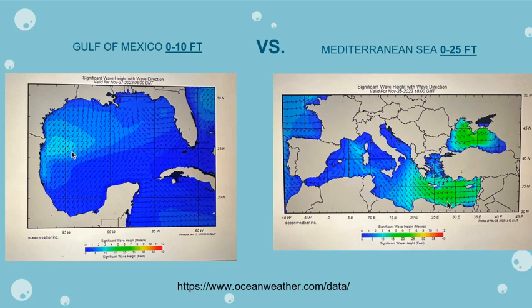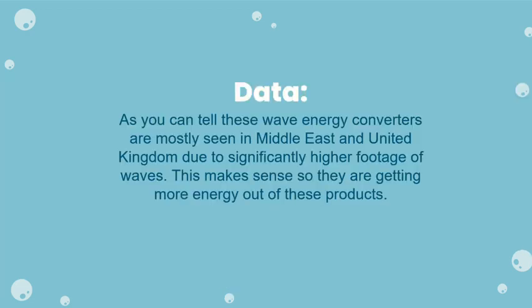So this is why these are being placed in these specific areas, because the answer to the question is, as you can tell in this data, the energy converted is most likely seen in the Middle East and United Kingdom due to significantly higher wave heights. So this makes sense. They are getting more out of their product. More energy is being produced in these areas. So why come to the South or Gulf of Mexico to do this testing when they have that where they live?